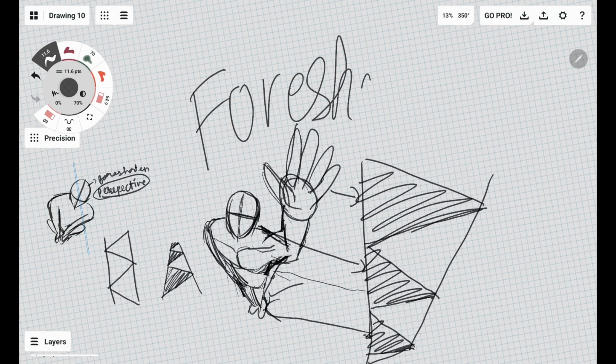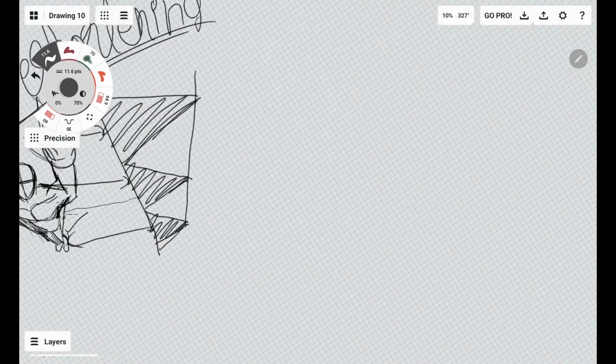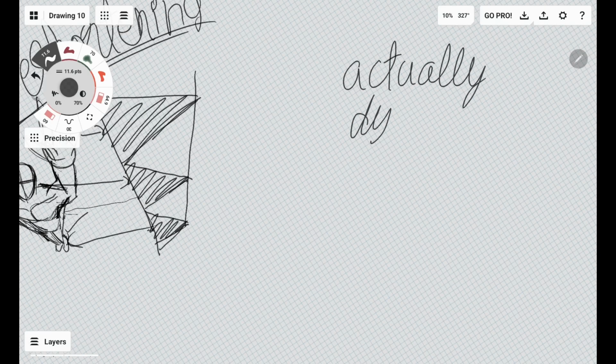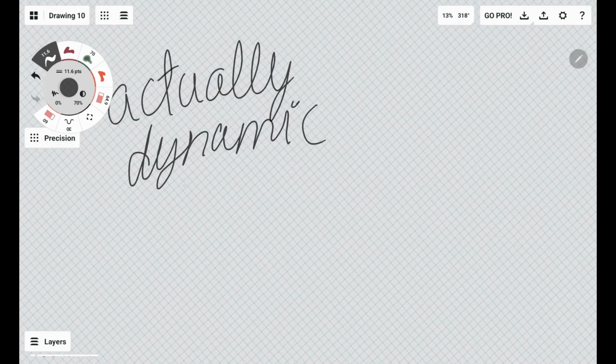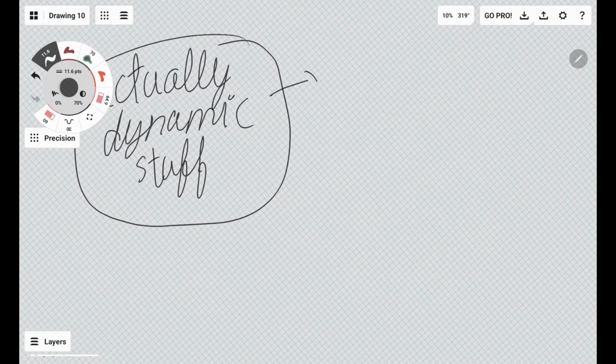And there's another technique, which is actually making the pose dynamic. And you can use these two things together, like actually dynamic poses. Let me show you now. Actually dynamic stuff. Okay? What do you do now? Well, it's actually quite easy.